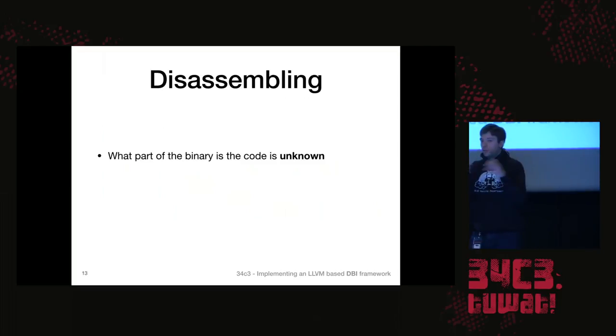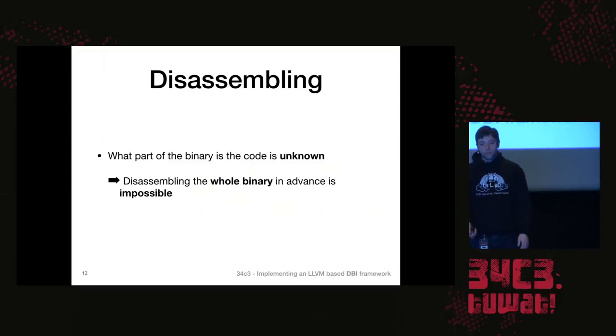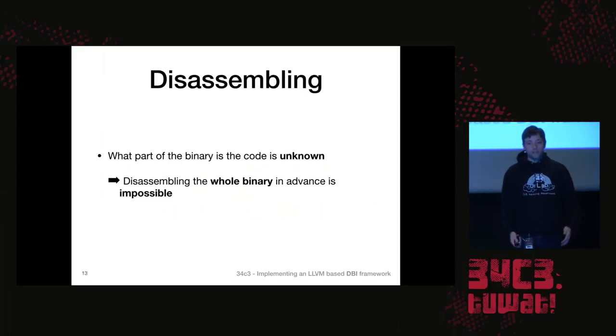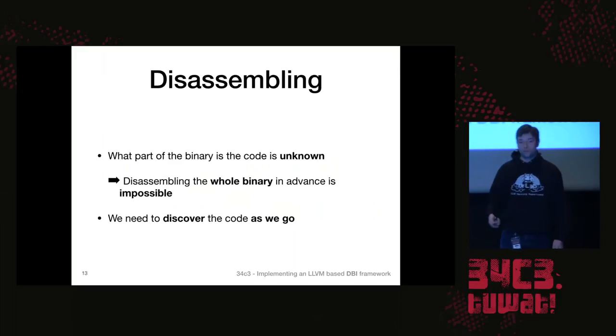You don't know, when you get a binary, what part of the binary is code, because code is data, data is code, and there's a lot of unpredictable branching and jumps everywhere. So you cannot just disassemble the whole binary in advance. You need to discover what is going to be the code of the binary as you go, during the execution.